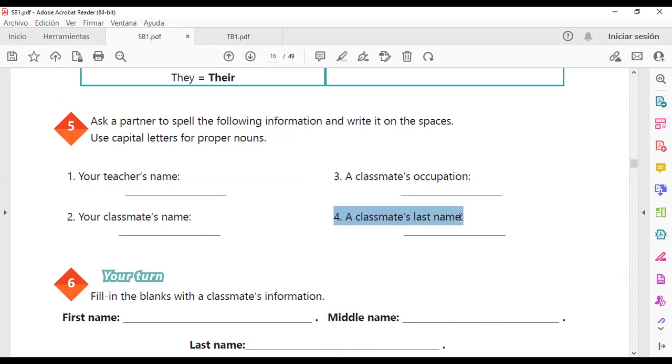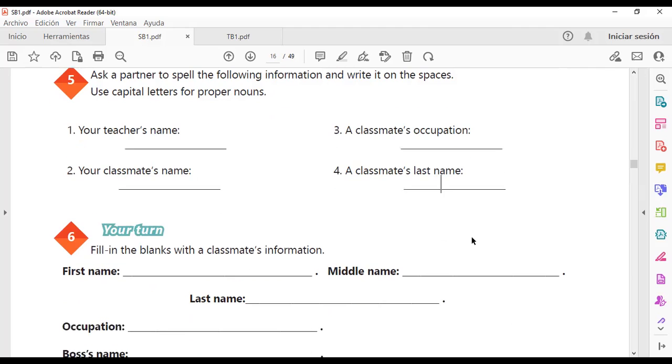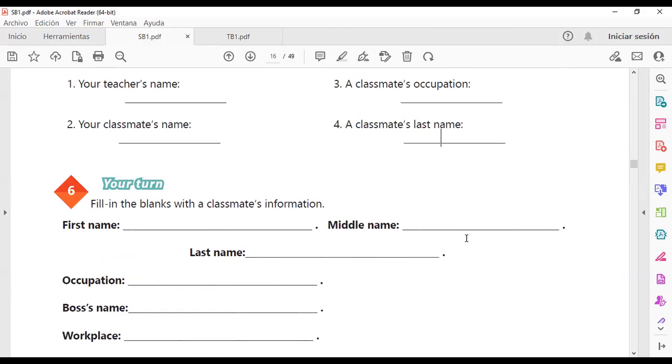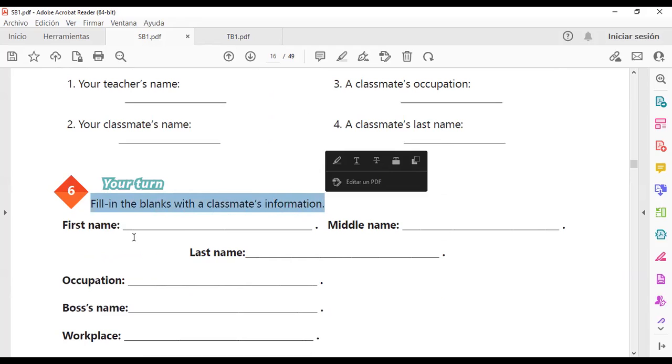Number 4, what's your last name? Or what is your surname? Or what is your family name? And you will type it over here. Okay? Then, well, you will include it with the information of your classmate. You will continue doing so.